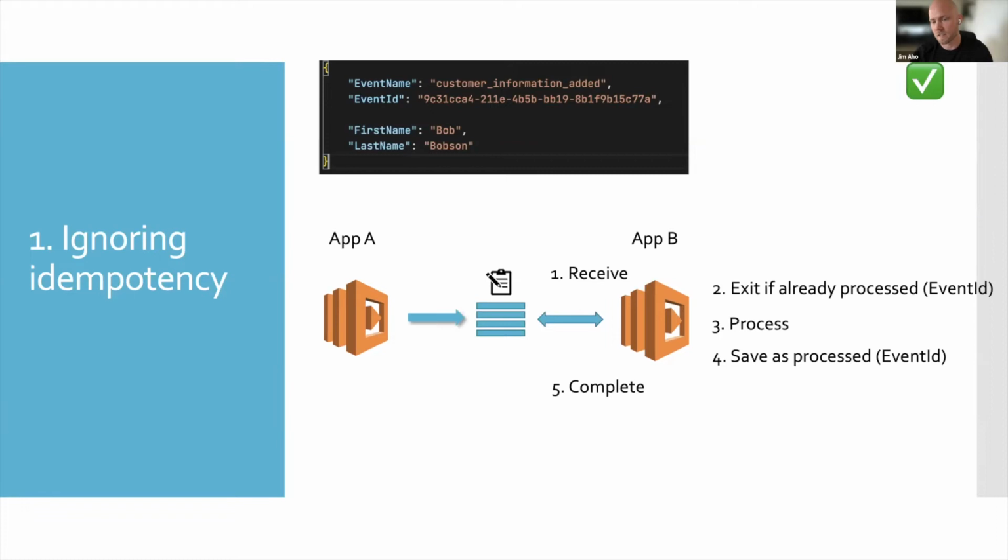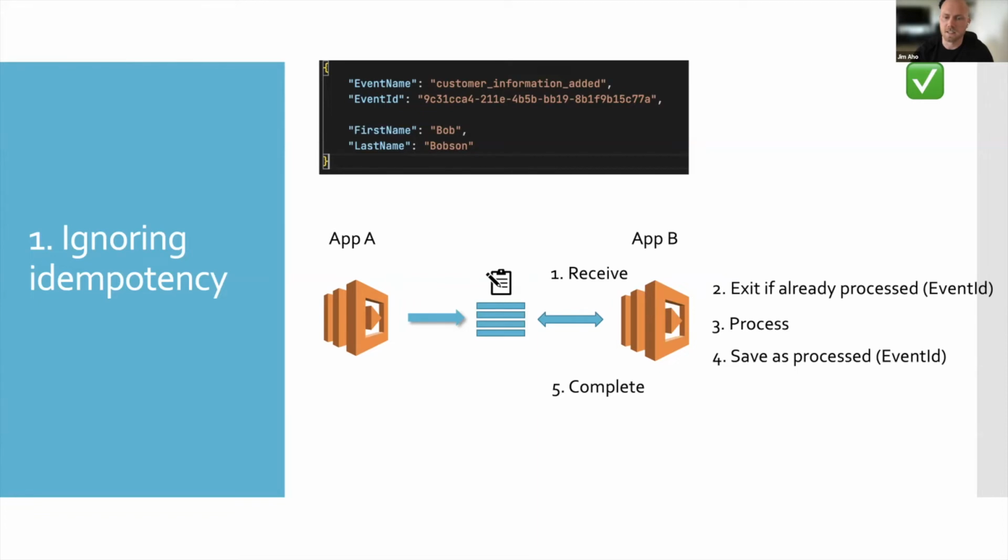If you do this and step 5 fails, you are still fine, because even if the queue gives you the same message again, step 2 will make sure you don't process it again. So we said that you process the message and you save the event ID, then you complete it. The completion might not work. In that case, you still make sure you don't process it again.